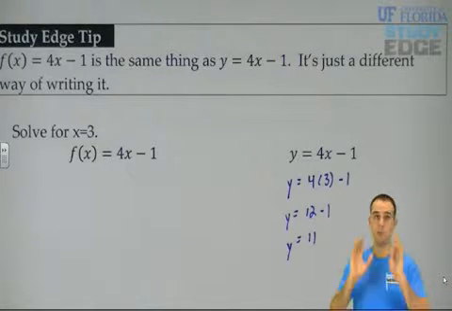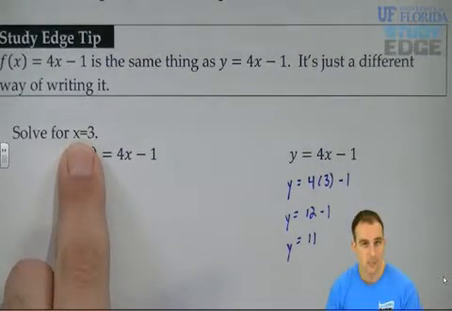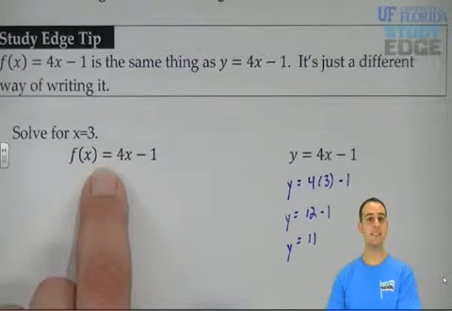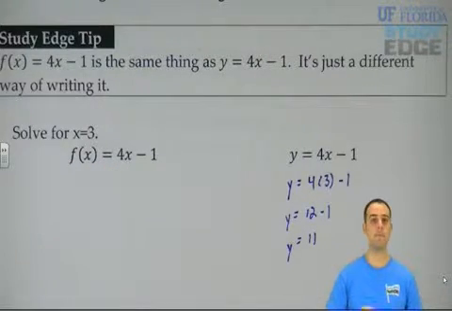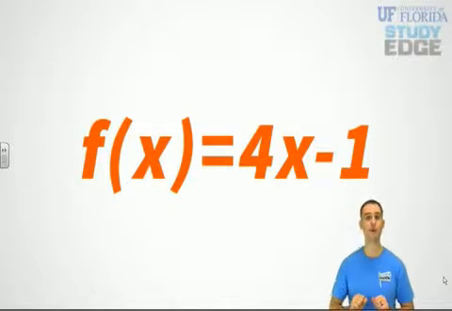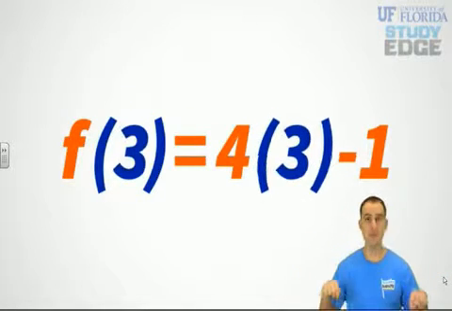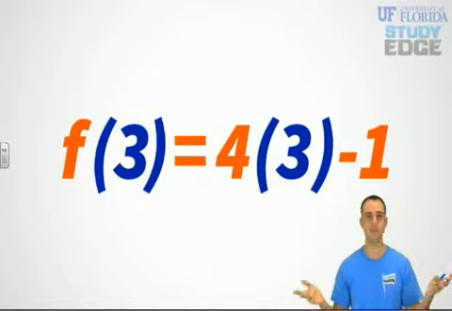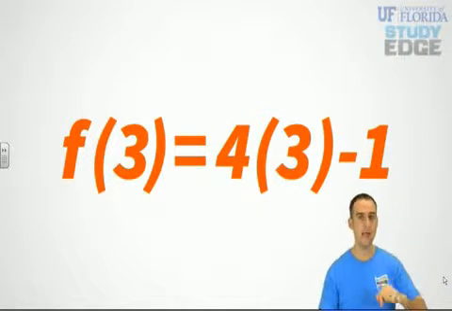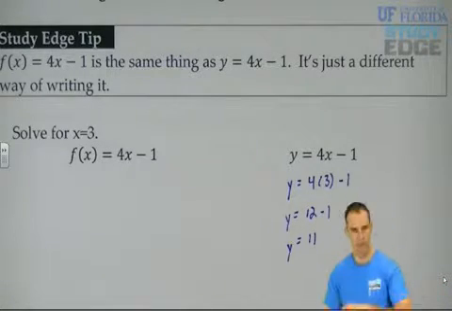The same idea will be used for function notation. Here, when I say solve for x equals 3, I have f of x, that means the function of x, is equal to 4x minus 1. So if I'm going to plug in x equals 3 into this function, f of x equals 4x minus 1, take the x's, plug in a 3, and then go ahead and simplify. And that is how we're going to be using function notation. We input our x to output our y, or we have an input for an output.